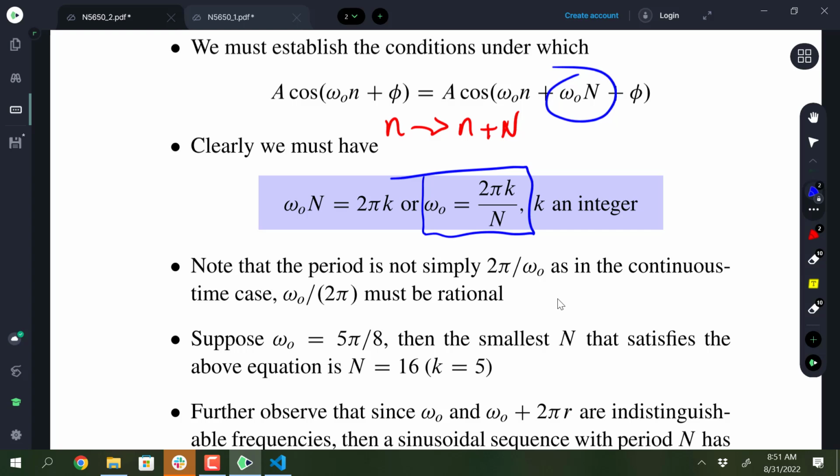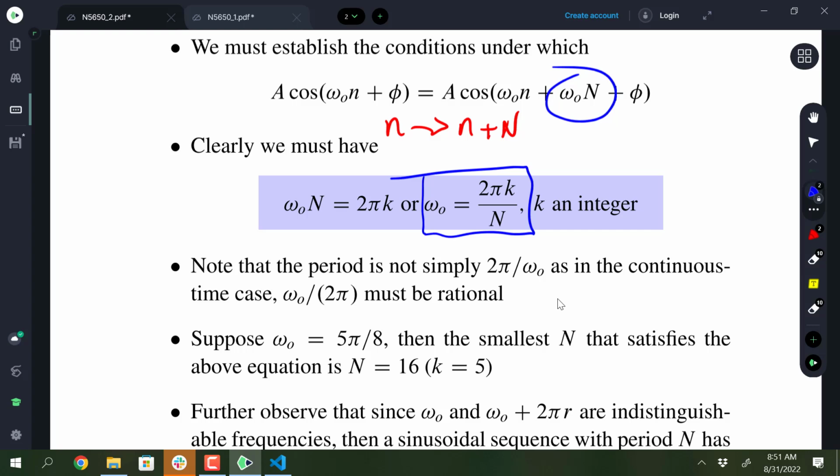And if we have two sequences that we want to sum together that are sinusoids and periodic, then we need to get them to be commensurate, which means the period of one has to be equal to the other or fit within multiple periods of the second sinusoid. That's the idea of commensurate.